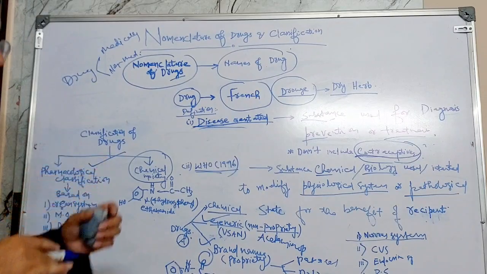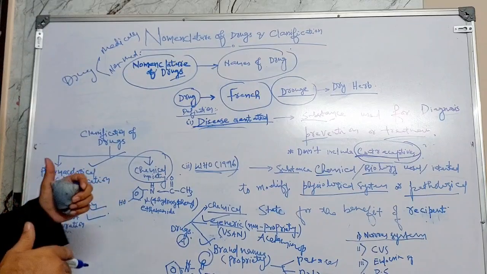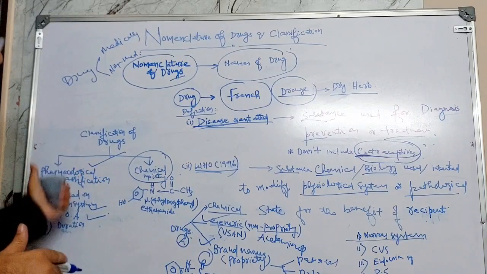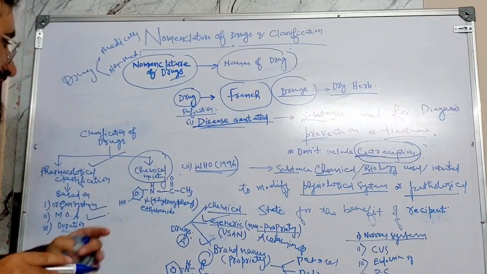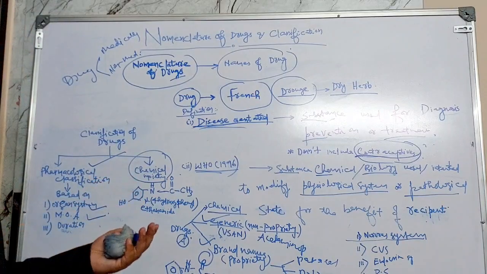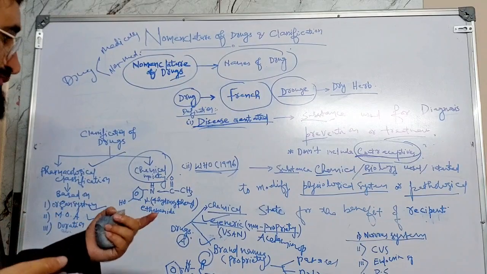So in this way we can give the classification, we can give names to a drug based on its pharmacology. Then second, we have the chemical classification. It depends on the chemical structure, the chemical composition of a drug.